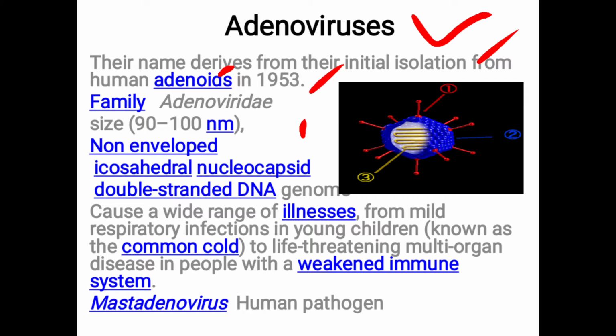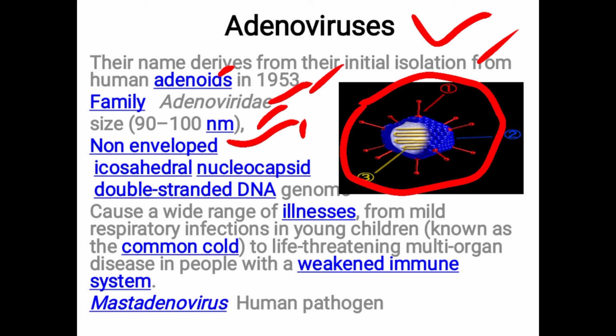Now, the family of the adenoviruses is Adenoviridae and the size is 90 to 100 nanometers. These viruses are non-enveloped viruses. It means that they are naked viruses and the capsid is an icosahedral capsid. They are icosahedral nucleocapsids and the genome of these viruses is double-stranded DNA. Look at this. This is the double-stranded DNA genome.